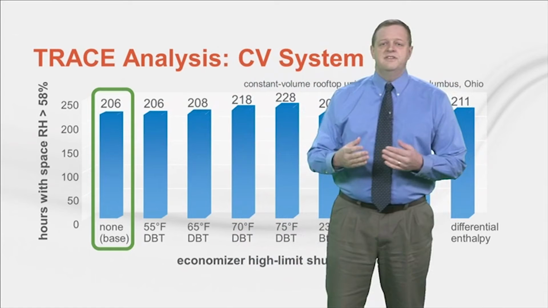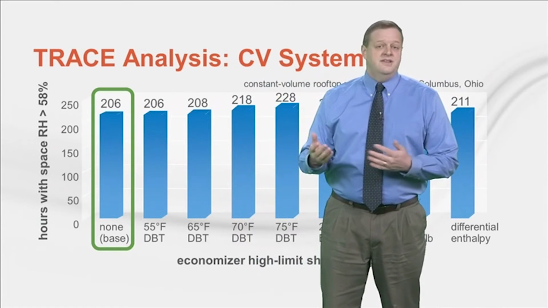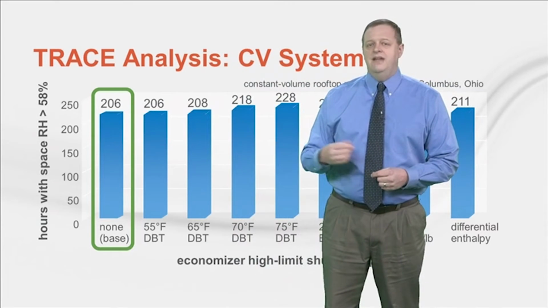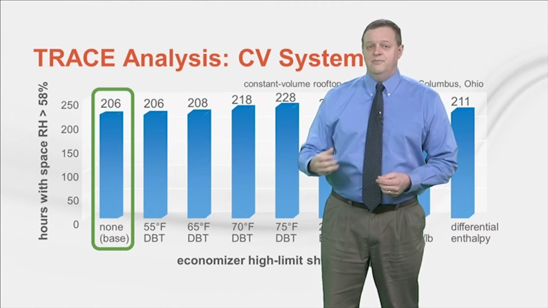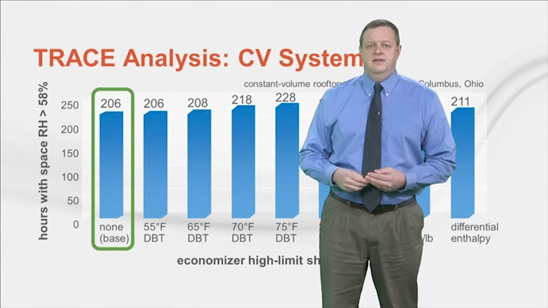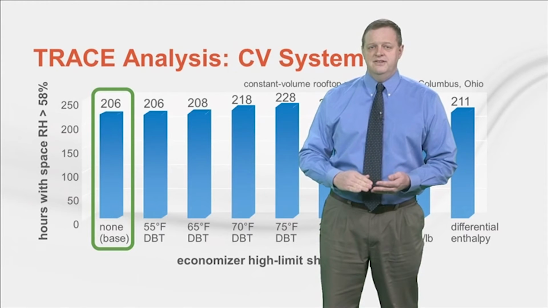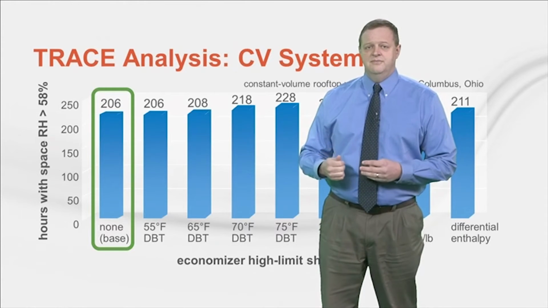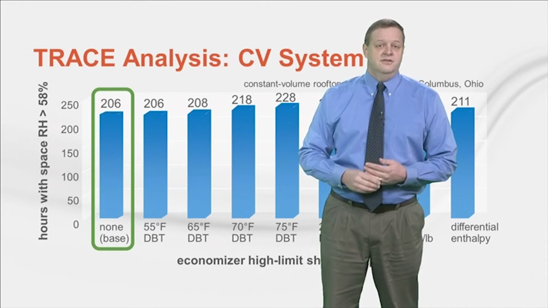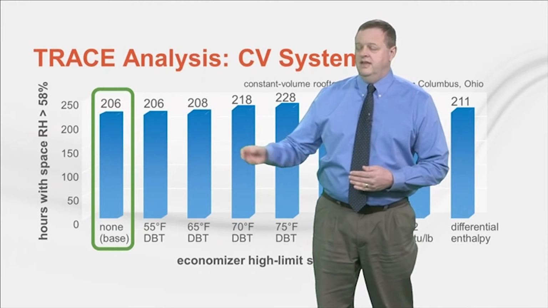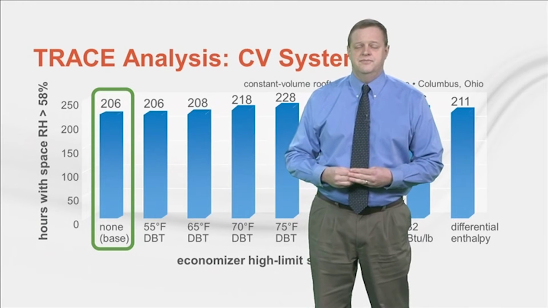As we've discussed in previous broadcasts, the basic constant volume system really matches sensible capacity to sensible load. Dehumidification capacity is really coincidental. As the sensible load in the space decreases, the constant volume system must deliver warmer air to avoid overcooling the space. The result is less dehumidification and higher space humidity levels.